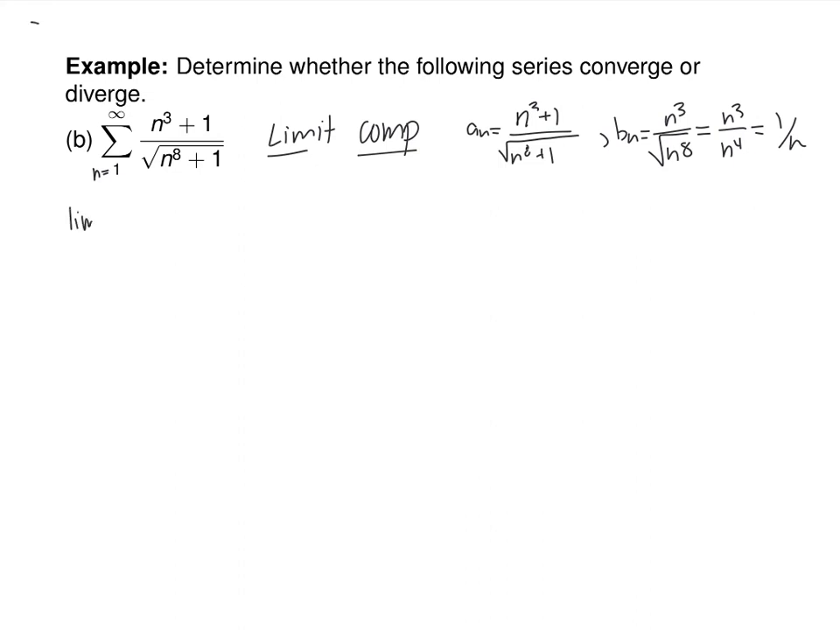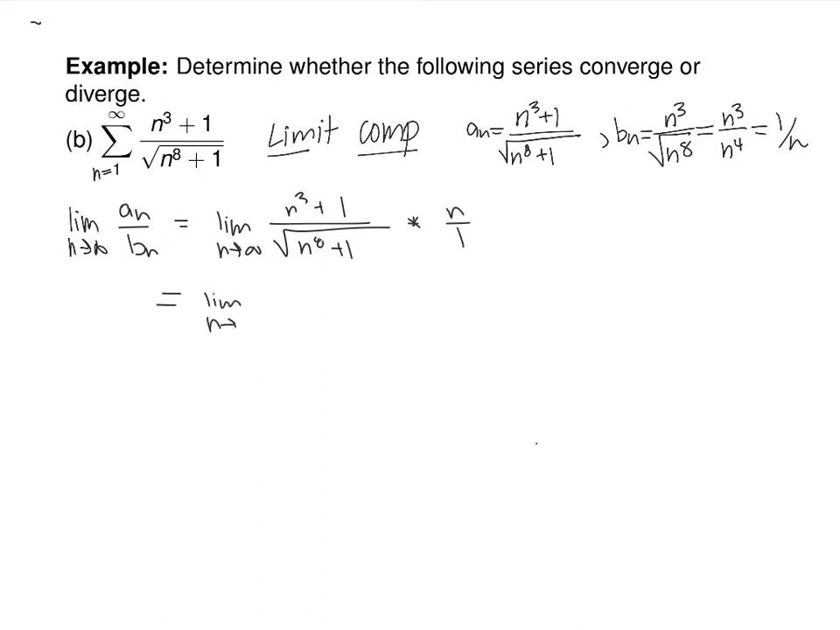All right, find the limit as n goes to infinity of the ratio of an to bn. If this limit is a finite number that is bigger than 0, we know that both of these series, the sum of an and the sum of bn, will do the same thing. Okay, an is a big old complicated mess. Multiplied by n/1, that makes the limit as n goes to infinity of n to the 4th plus n over the square root of n to the 8th plus 1.